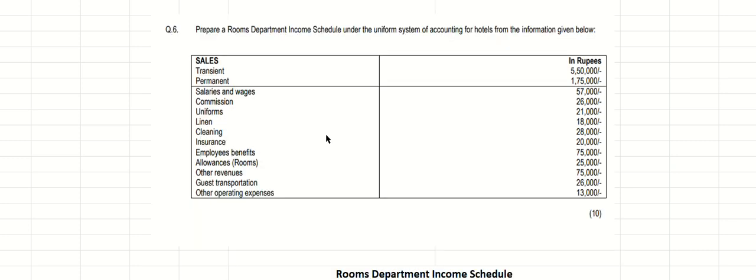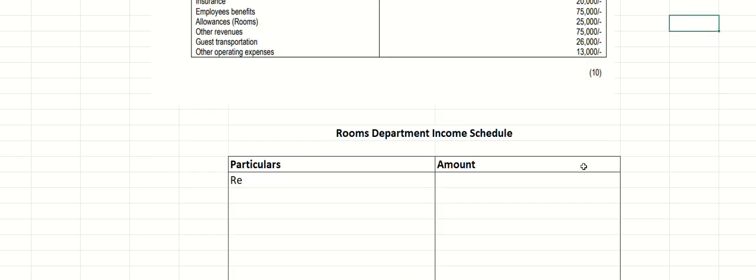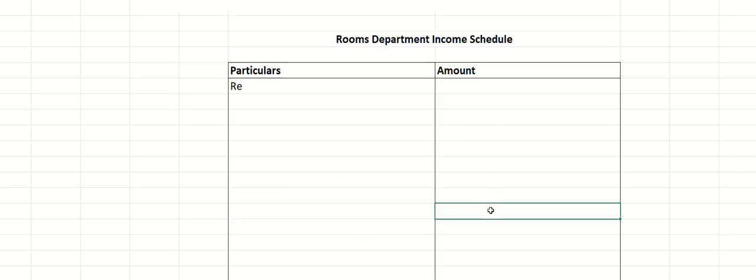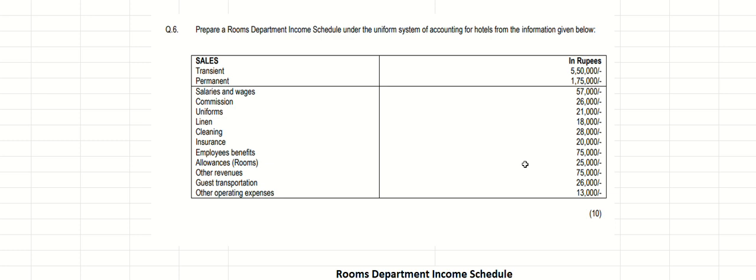Now let's see. If you remember, what was the basic format of preparing a room schedule? We will have a particulars column and an amount column. In the particulars column, first of all, we will write our revenues, then take the total of the revenue. After that, we will check if any allowance was provided to the specific department and deduct it, to get the gross revenue. After that, we will find every expense related to the department and deduct it, and the final answer can be either income or loss, depending on the performance of the business.